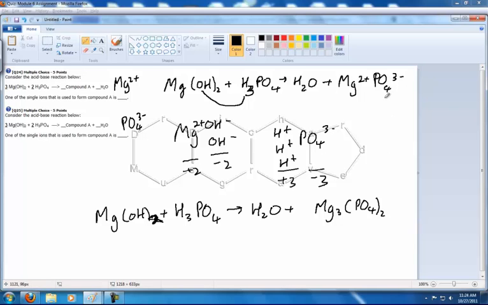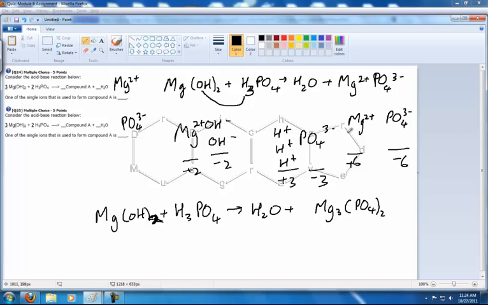Now let me go through how I did that. What I have to do here is I've got 2 plus and 3 minus, and I'm asking this question: how many of these do I need to react with, to join with how many of these in order to get a neutral compound? Now the technique I like to use is sort of like a common denominator technique. So I take the 2 and the 3 and I multiply them together, and that gives me 6. So what that tells me is that I need the number of Mg's that will total out to +6, and the number of phosphates that will total out to -6.